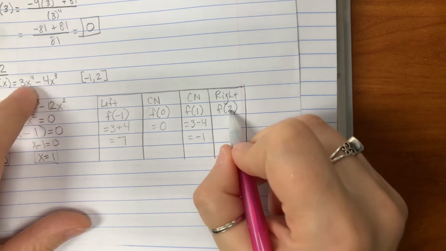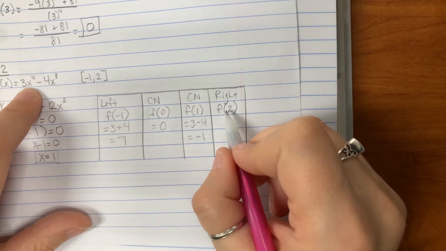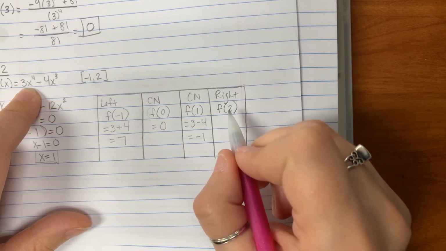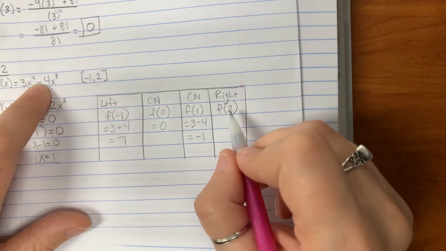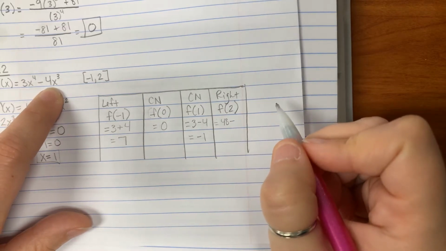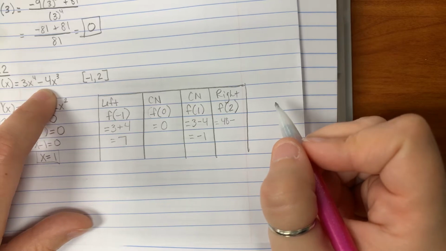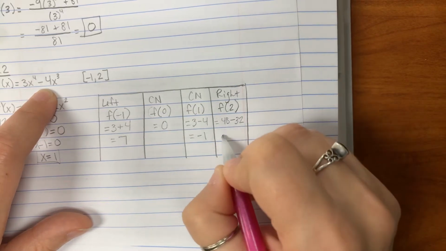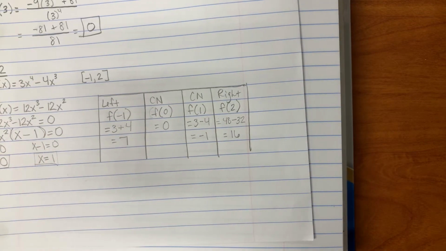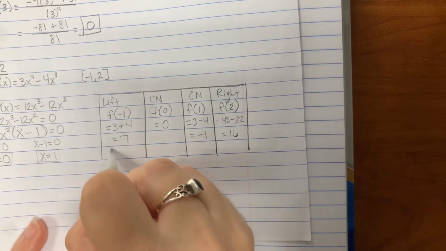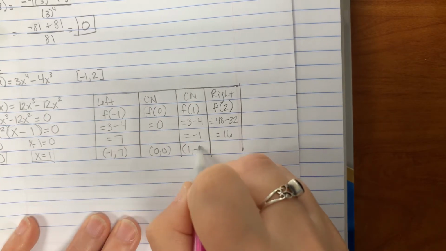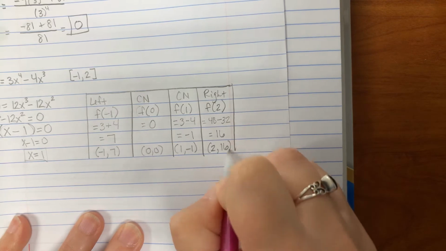And if I plug in 2, I get 2 to the 4th power, which is 16, and 16 times 3 is 48, minus 2 to the 3rd power, which is 8, times 4 is 32. So 48 minus 32 is 16. I'm trying to do all that in my head real quick. Okay, so that means I have the points (-1, 7), (0, 0), (1, -1), and (2, 16).